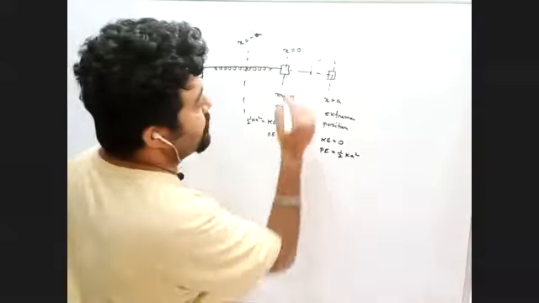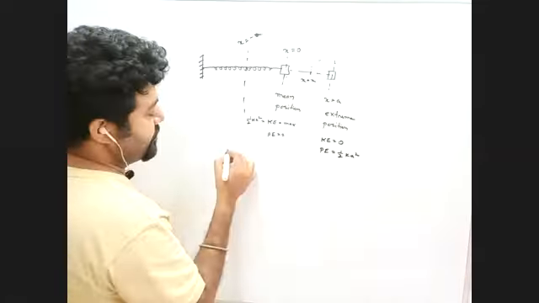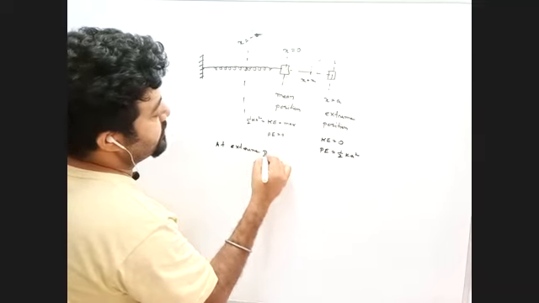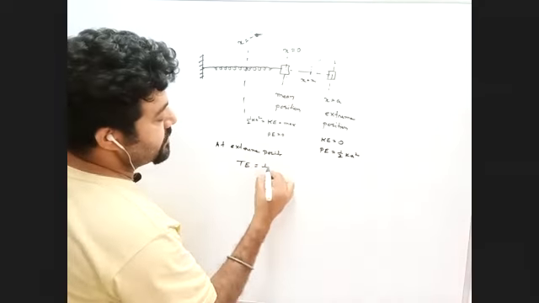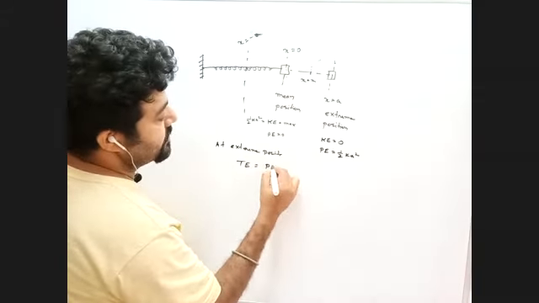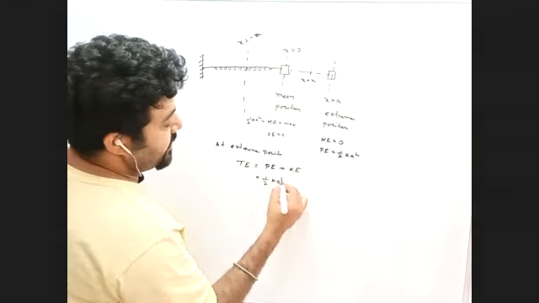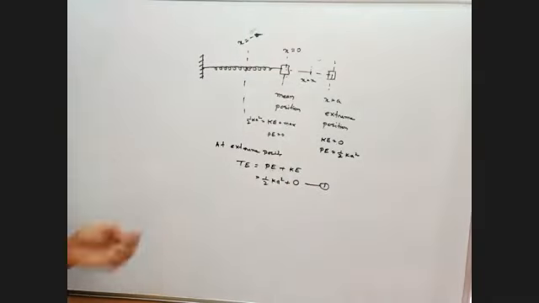Suppose at the extreme position, this position is x. So what happens at extreme position? Total energy, that is potential energy plus kinetic energy. Potential energy is half k a square, kinetic energy is 0. Is it okay? So that is the total energy. Yes, sir.